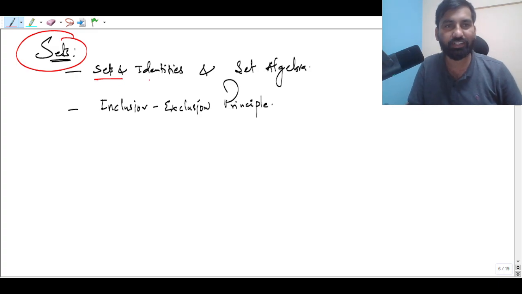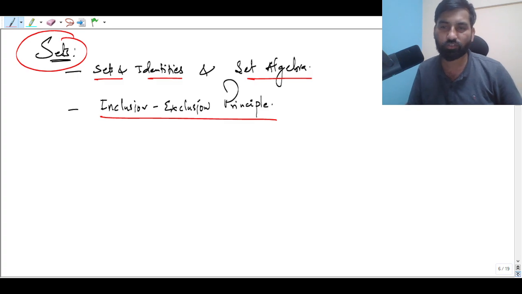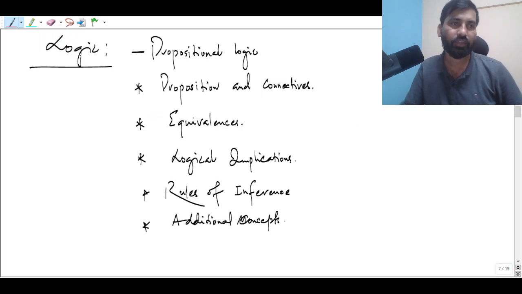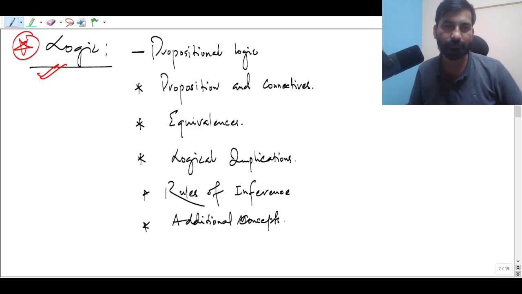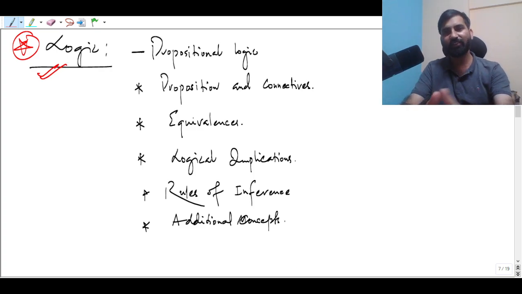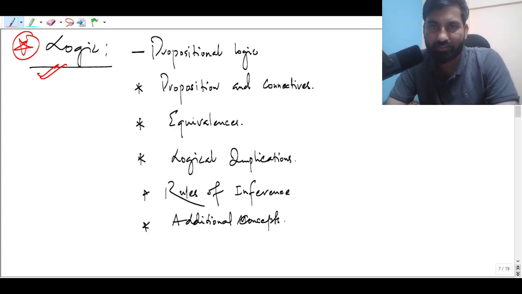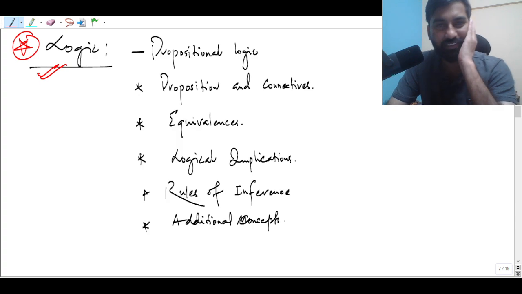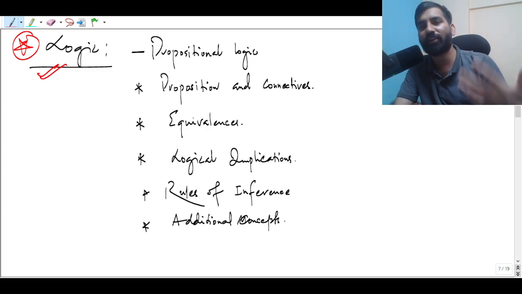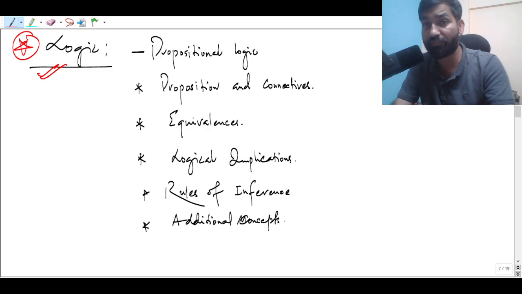So we'll talk about sets, identities, set algebra, and the inclusion and exclusion principle for sets. And this is going to be new for everybody, right? New for everyone. In fact, this is also new for me. Suppose I'm going to write GATE Computer Science, then this is going to be new. So please take it very seriously, and it is not that difficult, right?